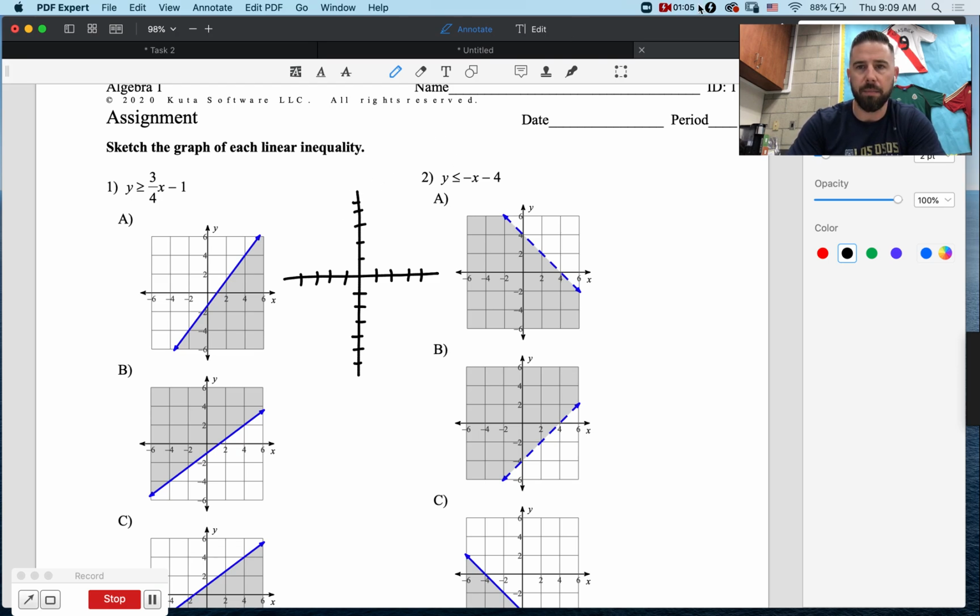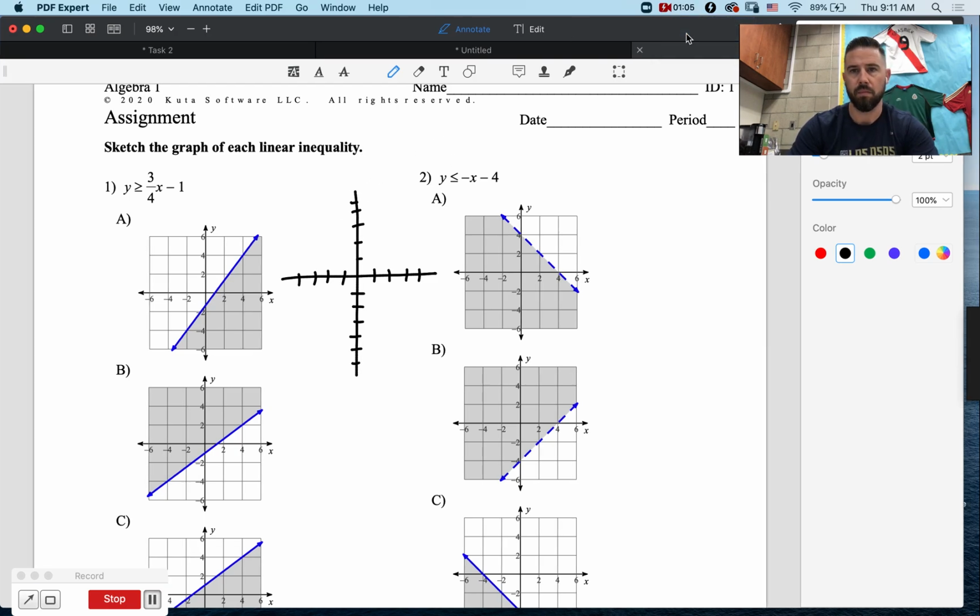Give me 1 second. I got to pause this for a sec. Sorry if the screen was a little glitchy right there for a second. I had to pause my recording and then take care of something real quick.